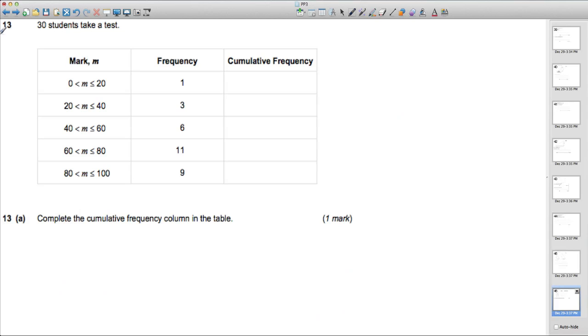Question 13. 30 students take a test, complete the cumulative frequency table. Cumulative means to add up the frequencies as you go along. There's been one frequency between 0 and 20. There's now been 4 between 0 and 40. There's now been, if you add these up, 10. There's then been 21 and there's been 30. Remember, the n number in the cumulative frequency must add up to the total frequency.